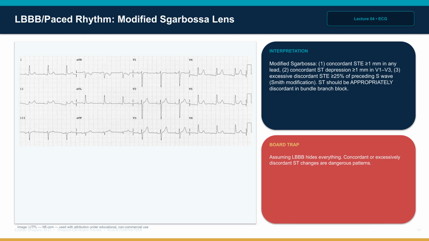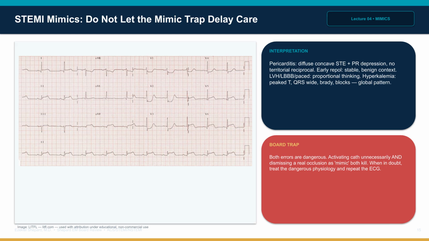The core idea is that the ST segment should be appropriately discordant in bundle branch block. When the ST segment is concordant or excessively discordant, that is a dangerous pattern. Clinical context still matters, and a sick patient with concerning symptoms deserves early cardiology discussion. STEMI mimics are important because both errors are dangerous. You can activate the cath lab unnecessarily, but you can also dismiss a real occlusion as a mimic.